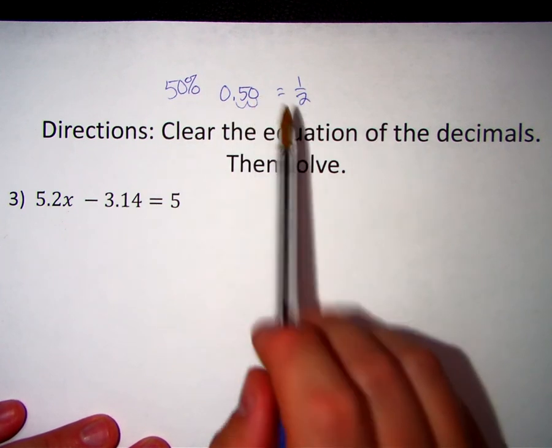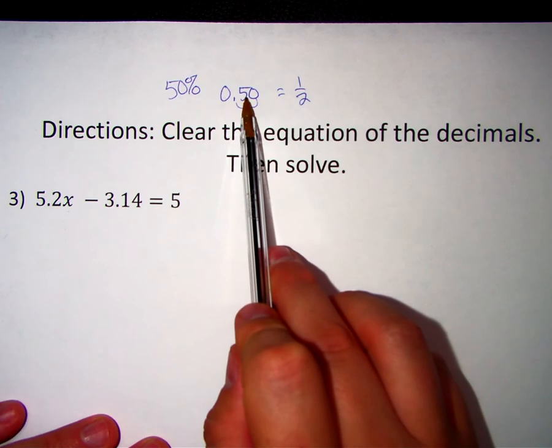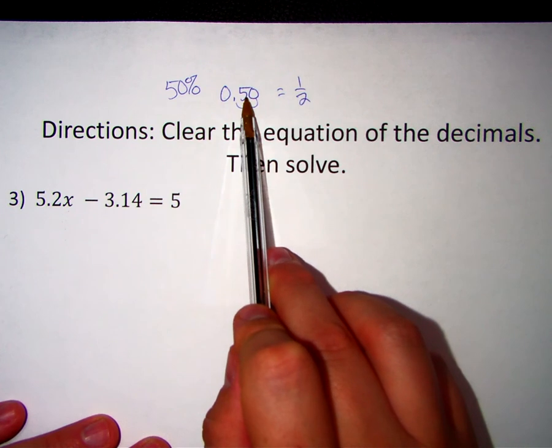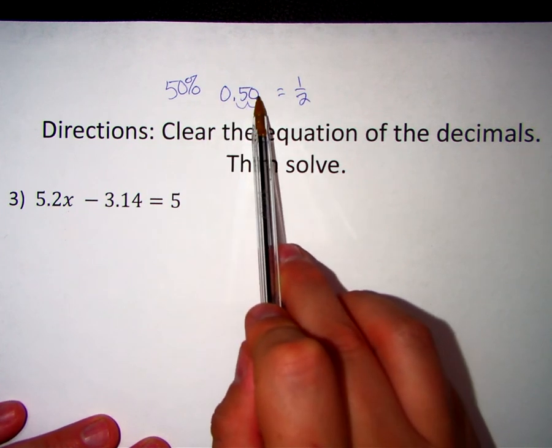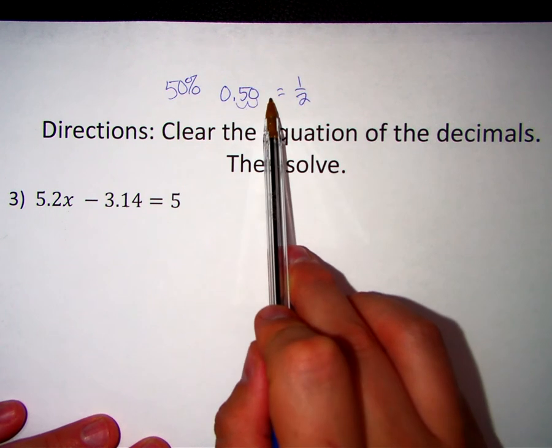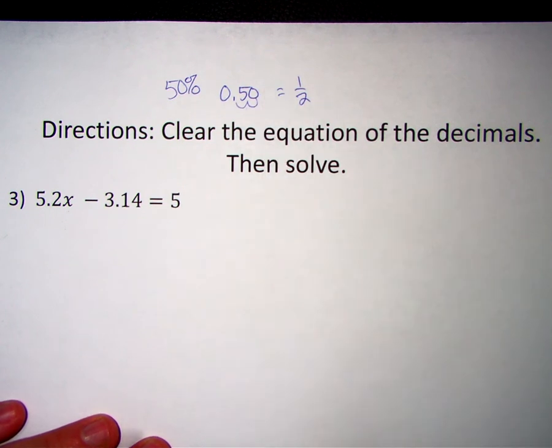So we remember each time I move a decimal, that is a base of 10. So if I move the decimal 1 time, I'm multiplying this value by 10. If I move it 2 times, I'm multiplying by 100. If I move it 3 times, I'm multiplying by 1,000. So let's look at our given problem.